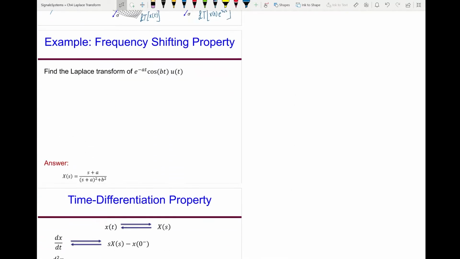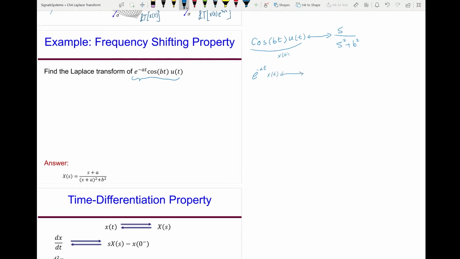When we come to the frequency domain, we will use this property in modulation. But let's take an example to demonstrate the frequency shifting property. So we have a signal and we need to find the Laplace transform. Well, from the table, I have the Laplace transform of this signal: s over s squared plus b squared. Now, I multiply this signal x of t, let's call this x of t, by e to the minus a t.